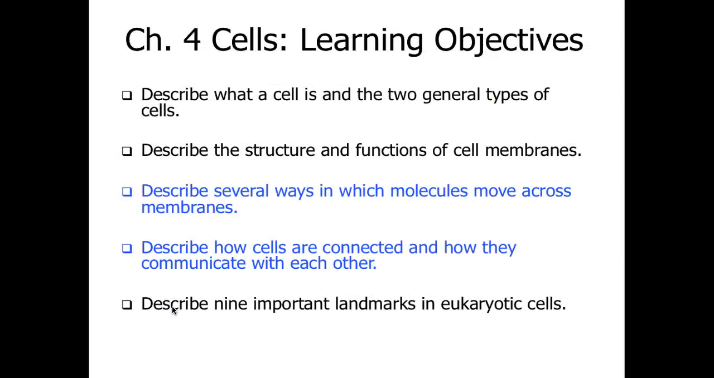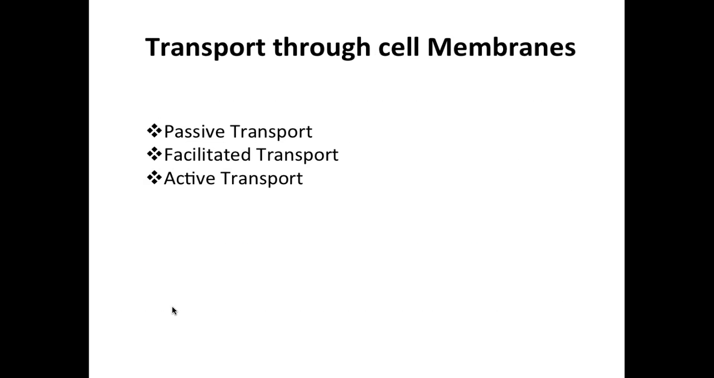In this second part of Chapter 4, we're going to be looking at different ways in which molecules can move across the plasma membrane and different ways that cells can communicate with one another. So there are three main mechanisms through which molecules can pass through the cell membrane: passive transport, facilitated transport, and active transport.